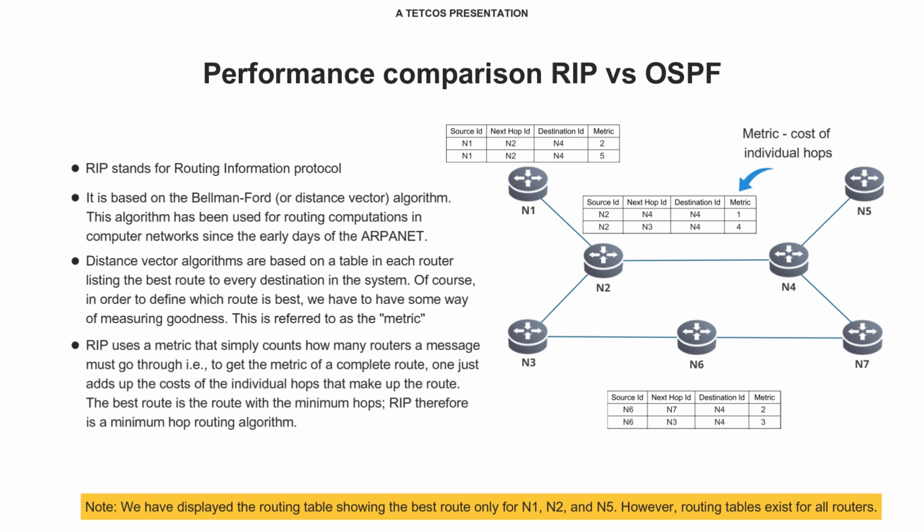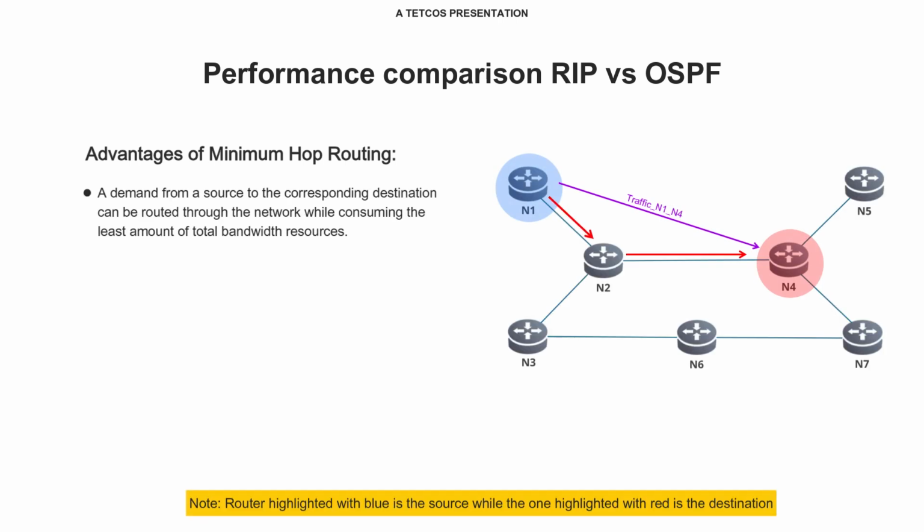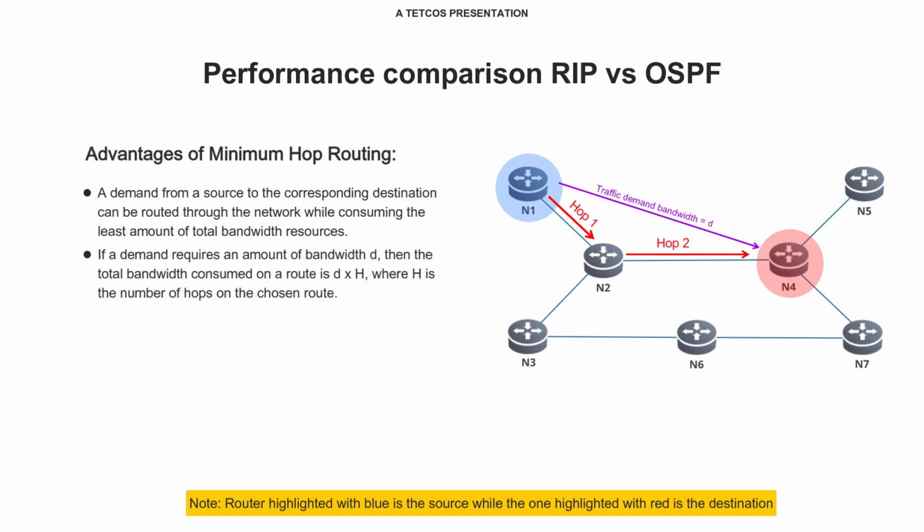RIP's metric is hop count, meaning it simply counts the number of routers a message must pass through. The total metric for a route is determined by summing up the costs of individual hops. The best route is the one with the fewest hops, making RIP a minimum hop routing algorithm. Advantages of minimum hop routing: it allows traffic to reach its destination while consuming the least total bandwidth in the network. If a demand requires D amount of bandwidth, the total bandwidth used is D times H, where H is the number of hops on the route.